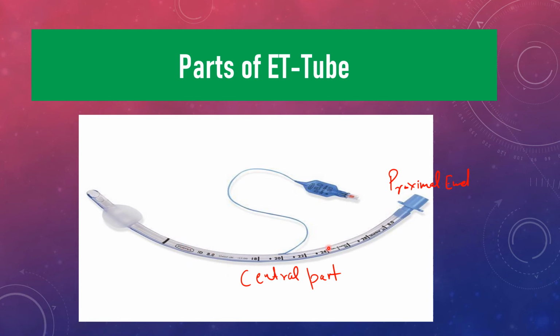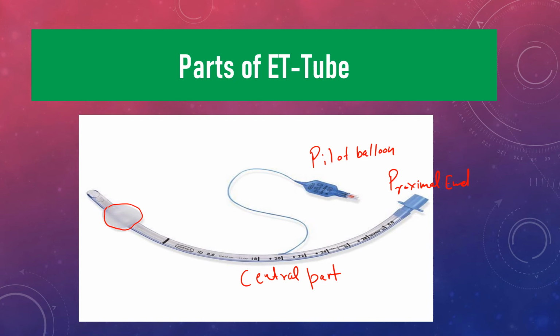So this is the central part, and if the tube is cuffed, so this is the cuffed tube. So here you can see this is the pilot balloon. So what is the function of the pilot balloon? It inflates the cuff. This is the cuff, so it is used to inflate the cuff.